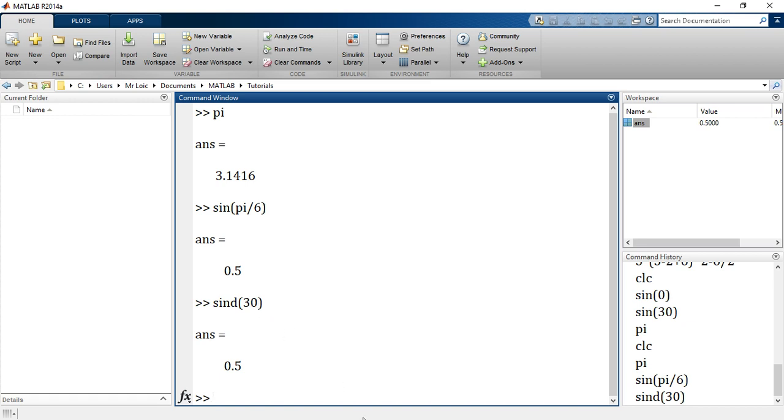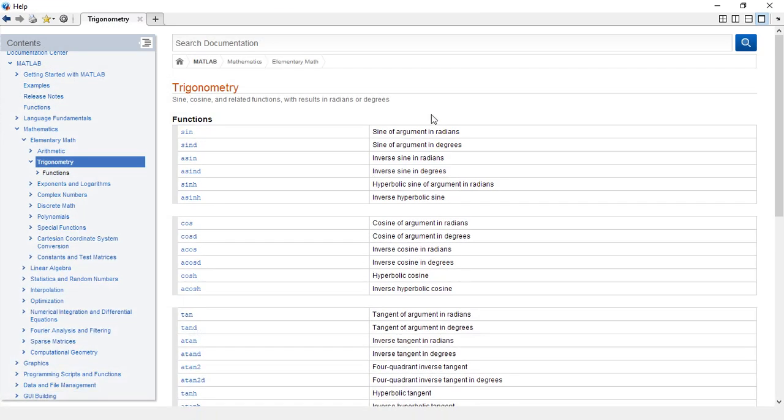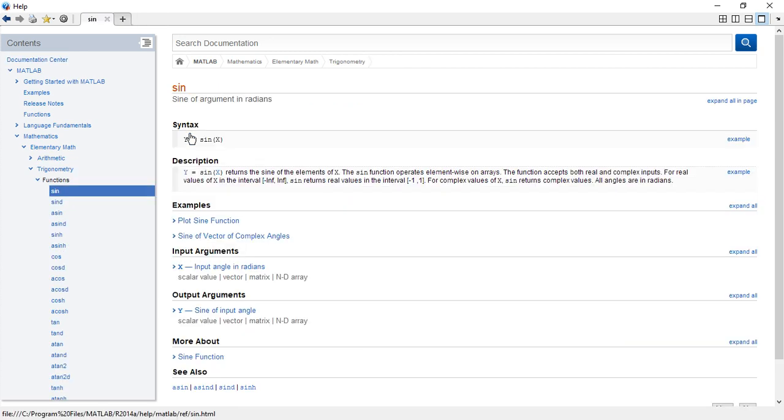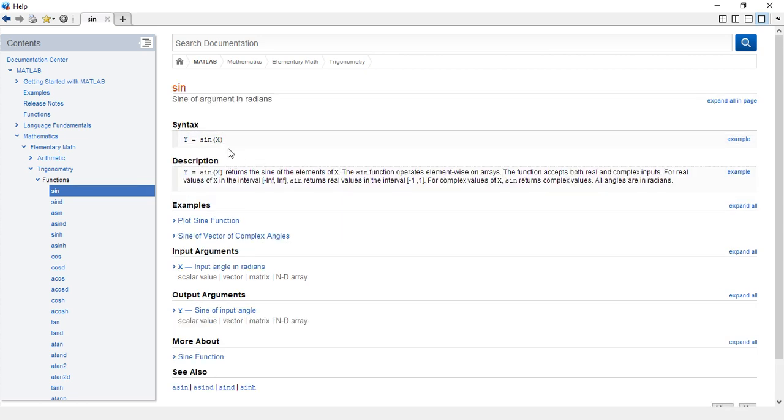So let's go back to our help window because there are some things that I need to show you right there. Okay, here we are. If you want to know how this function goes, you just click on it. There is a whole documentation on that. So y is equal to sin x. Y equals sin x returns the sine of the elements of x. The sine function operates element-wise on arrays, which we have not yet seen, which we are still to see.